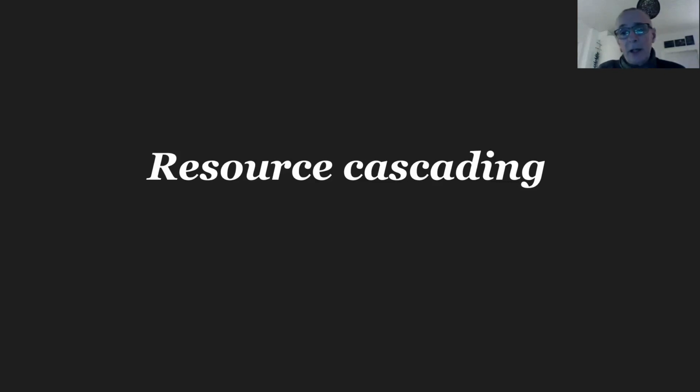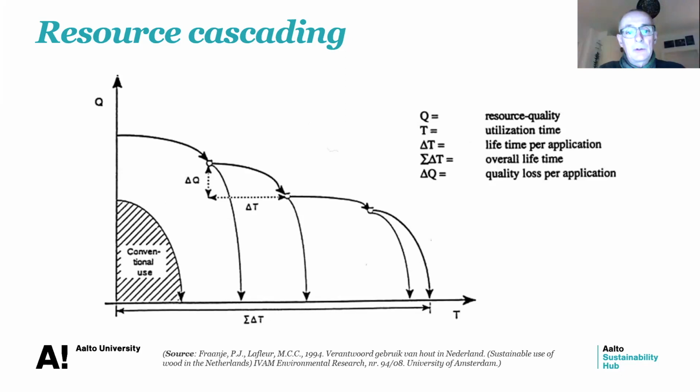Resource cascading, probably many of you have seen something that looks like this. The idea is that rather than a conventional approach of single-use materials, where we use a material for a certain period of time and then dispose of it, we maintain that material at a high level of quality for as long as possible, and then perhaps reuse it through several product life cycles, until eventually it has to be disposed of because the quality has dropped to such an extent that it can no longer be used. That is the idea behind resource cascading, and people have now been looking at how we can do this with wood.